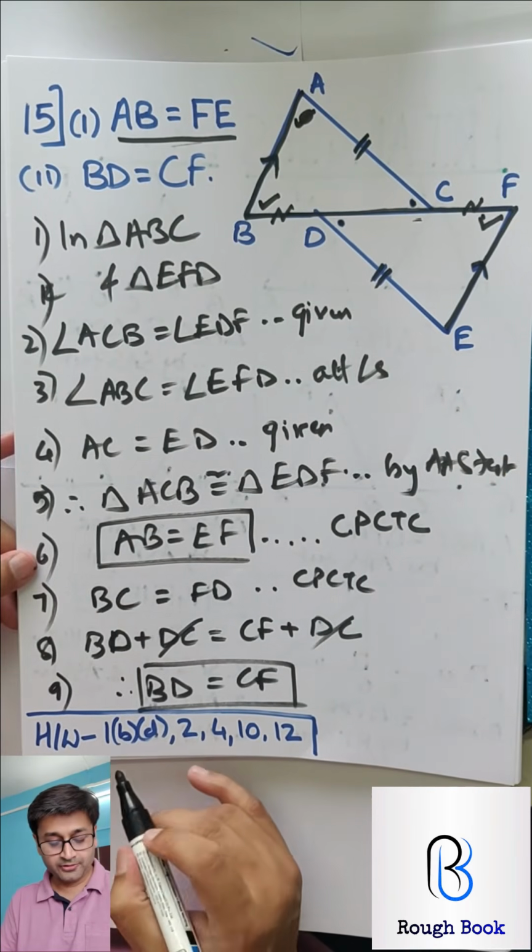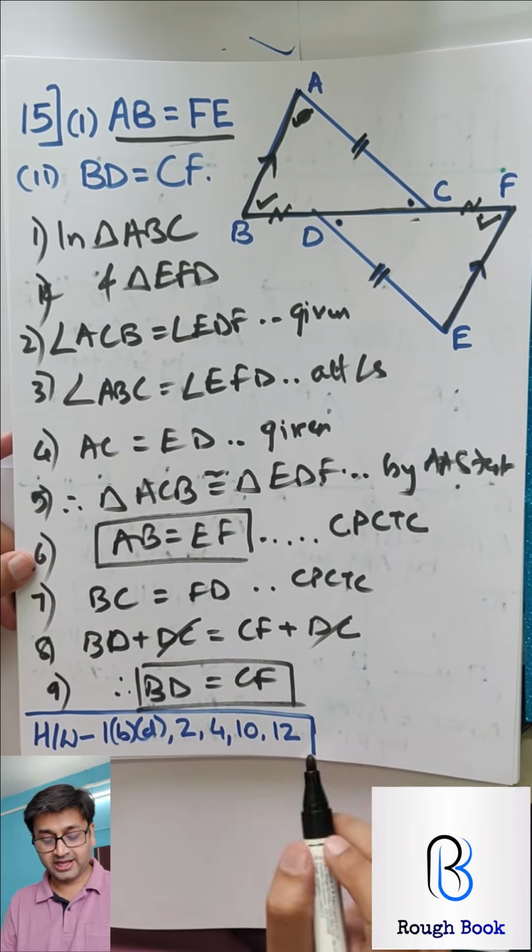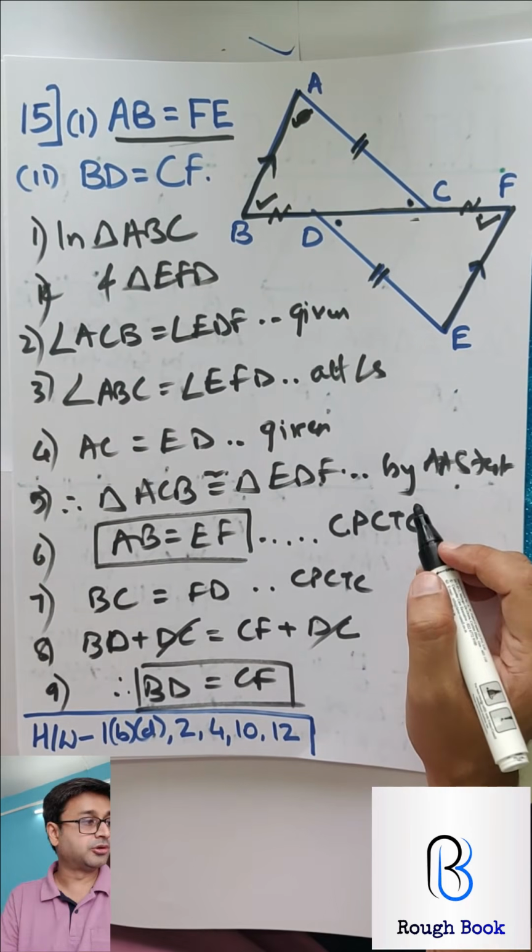Alright. For homework, I want you to do 1B, 1D. Sum number 2, 4, 10 and 12. These sums I want you to do as your homework.